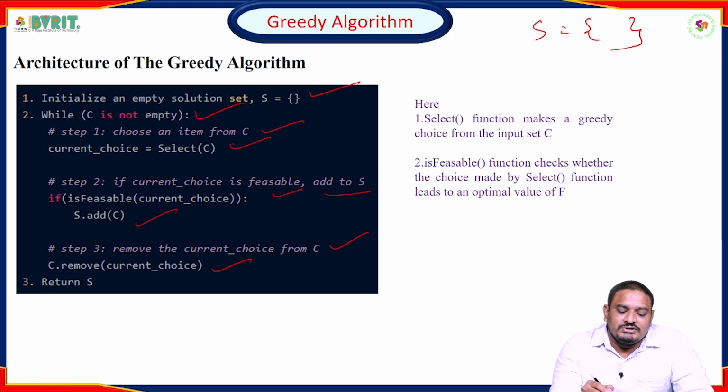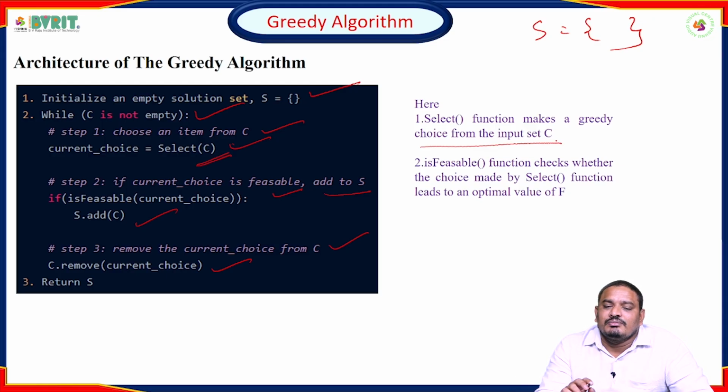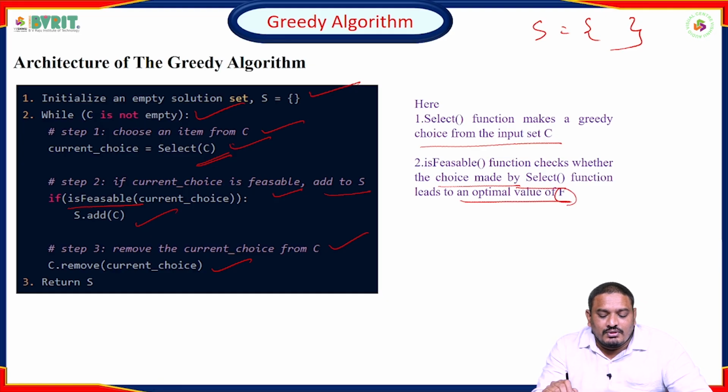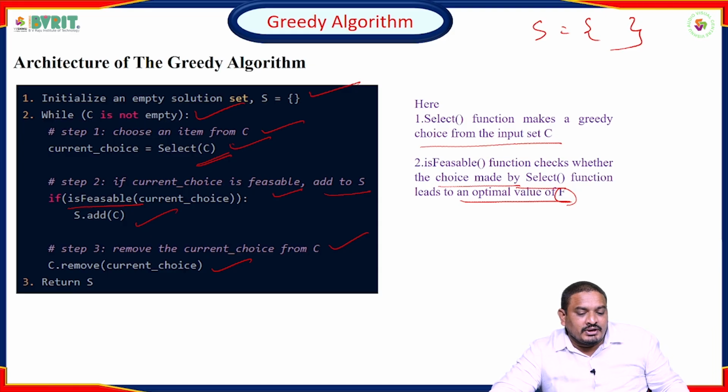Here we are using the select method. The select function makes the greedy choice from the input C. One more function is isFeasible. The isFeasible function checks whether the choice made by the select function leads to the optimal value; otherwise it returns false. That is the architecture of the greedy algorithm.